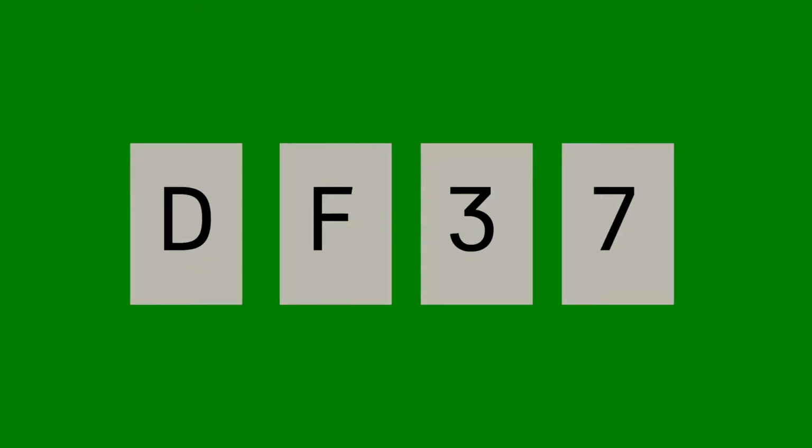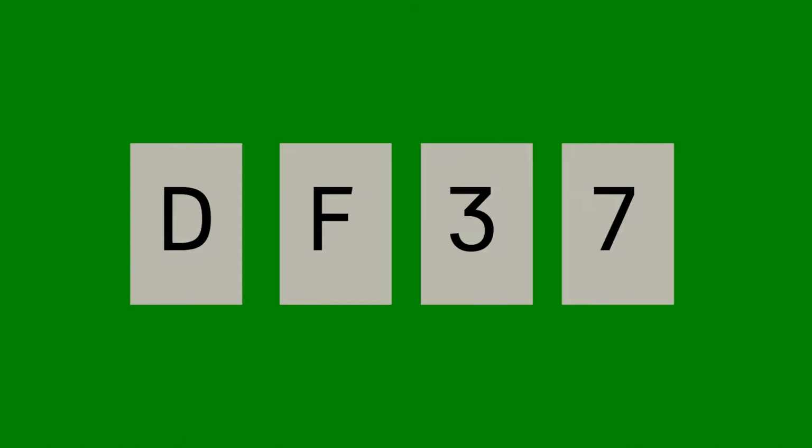Firstly, I have a test for you. I know you weren't expecting a test, but stay with me, it's important. Here are 4 cards. On one side of the cards is a letter, and on the other side is a number. We can only see one side of each card. The cards we have are a D, an F, a 3, and a 7. Each of these cards will have a number or a letter on the other side.